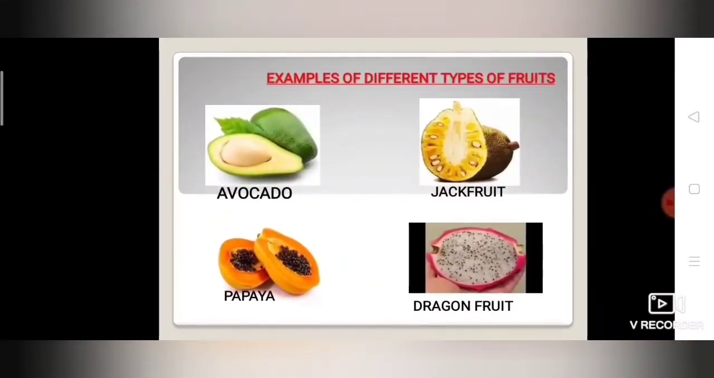Let the pictures speak for themselves. Students, here you can see some of the very good examples of different types of fruits. For example, avocado, jackfruit, papaya, dragon fruit, etc.